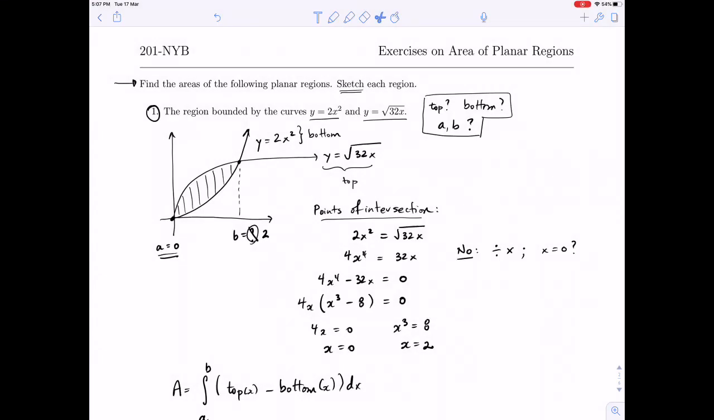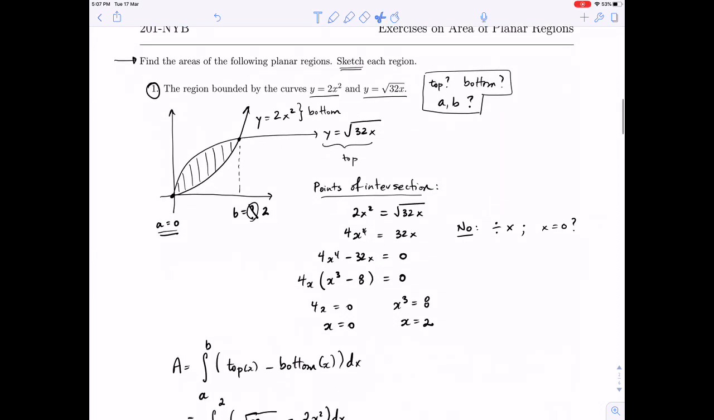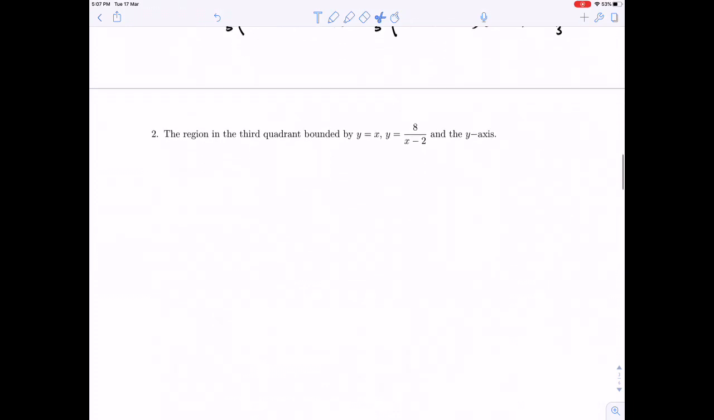Okay, so here we are with the exercise worksheet, exercises on area of planar regions. The instructions at the top tell us to find the areas of the following planar regions and to sketch each region. We did question 1 in a previous video, so we're going to scroll down to question 2 here.